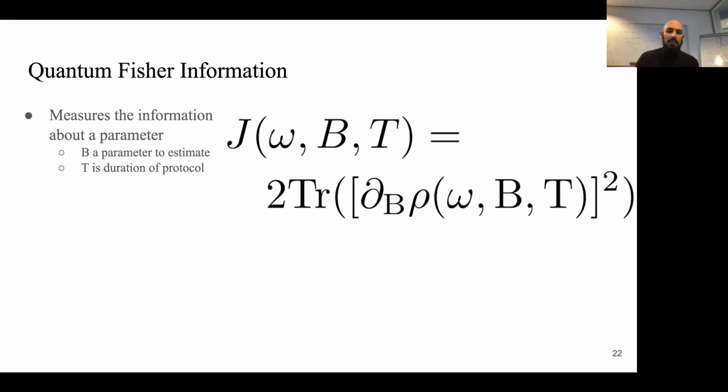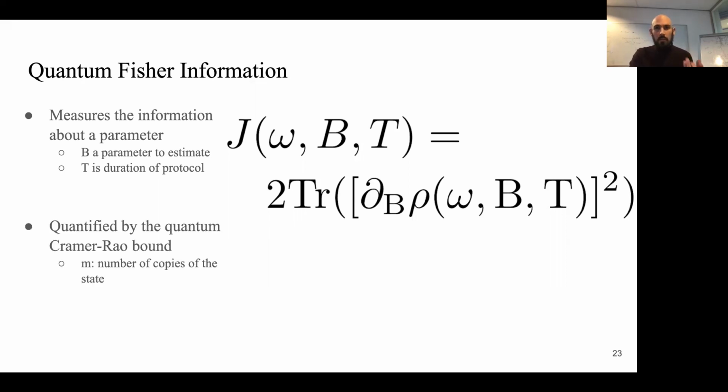Like I said, B is what you're estimating, T is the duration of the protocol, and this somehow measures the information about the parameter. You can ask, in what sense does it measure the information about the parameter? There's an operational definition, which is given by the quantum Cramer-Rao bound.